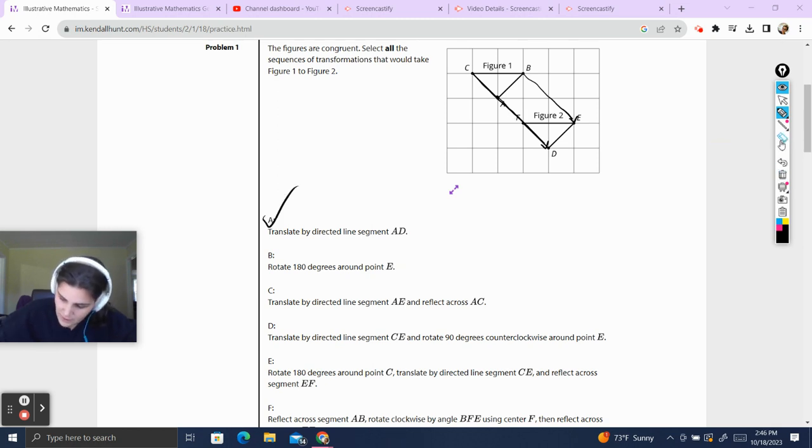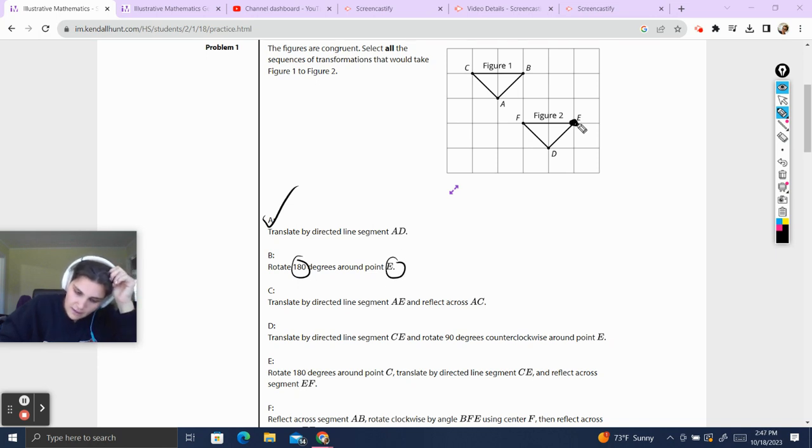Rotate 180 degrees around point E. So when we're looking at rotations, we're always looking for three things. One, the direction. When it's 180 degrees, we remember the direction doesn't matter because it's actually the same thing whether we rotate it clockwise or counterclockwise. Two, the angle measure. And three, the point we're rotating around.